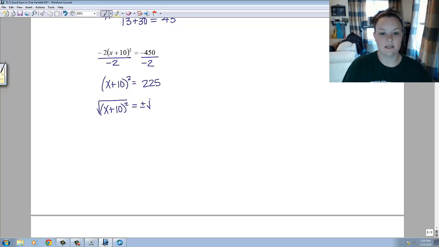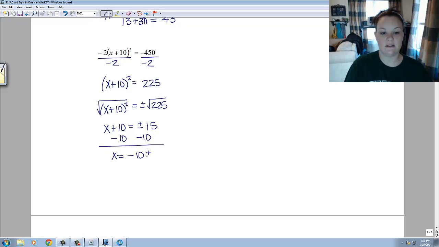On the left-hand side, just like before, square and square root cancel. So I get x plus 10. On the other side, the square root of 225 is a perfect square. That's 15. And then I need to solve by getting x isolated, and I do that by subtracting 10 from both sides. So I end up with x is equal to -10 plus or minus 15.